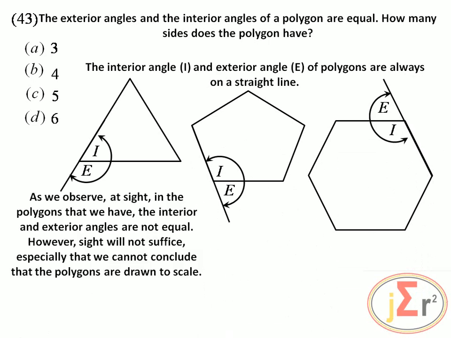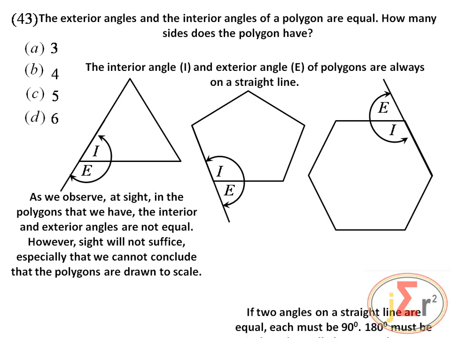As we observe at sight, in the polygons that we have, the interior and exterior angles are not equal. However, sight will not suffice, especially as we cannot conclude that the polygons are drawn to scale. So if we look, we may come to the conclusion that the interior and exterior angles are not equal, but sight will not suffice because we cannot conclude that the diagrams are drawn to scale.